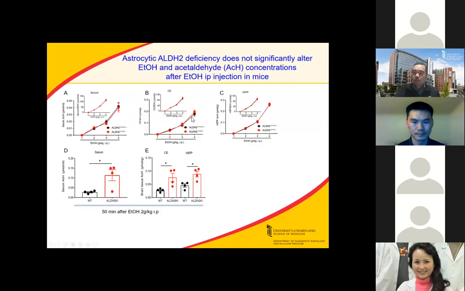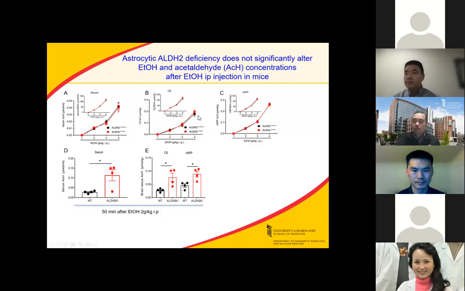That's interesting, because most people think that alcohol is metabolized in the liver, and then the alcohol metabolites can circulate into the brain. But in this case, I don't see much acetaldehyde accumulated in the brain, in the cerebellum as well. And the hippocampus shows a similar pattern. We don't see a significant difference between the knockout and the wild type.